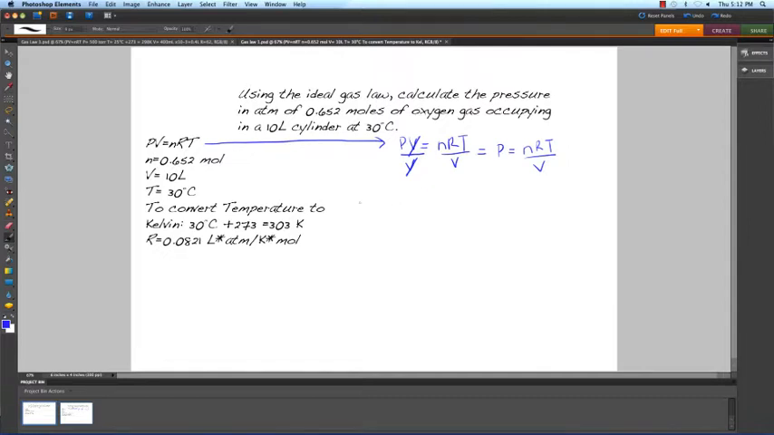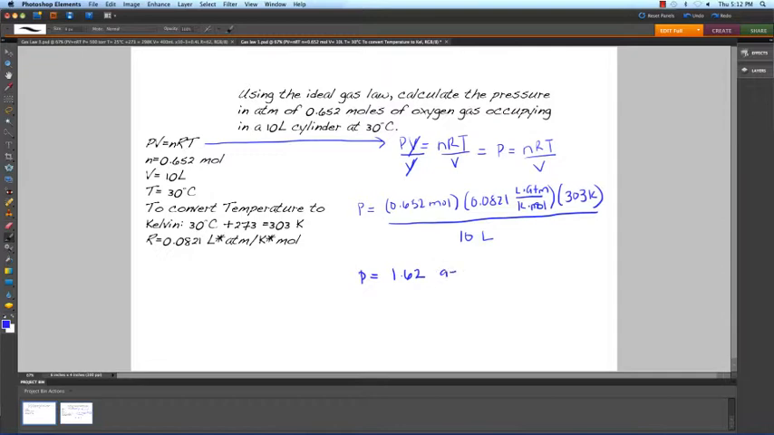So pressure equals 0.652 moles times 0.0821 liters times atmosphere divided by Kelvin times mole, multiplied by 303 Kelvin, divided by volume, which is 10 liters, which gives you a total of 1.62 atmospheres. And that's one way of solving an ideal gas law problem.